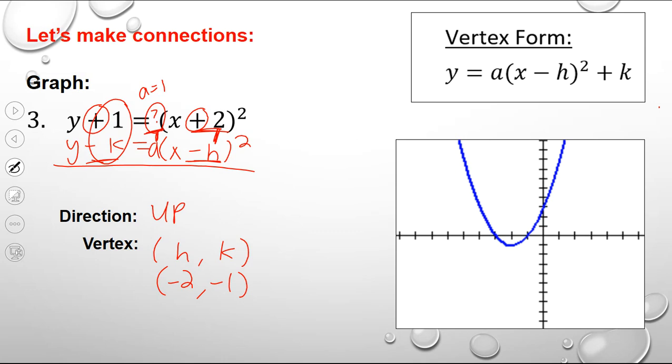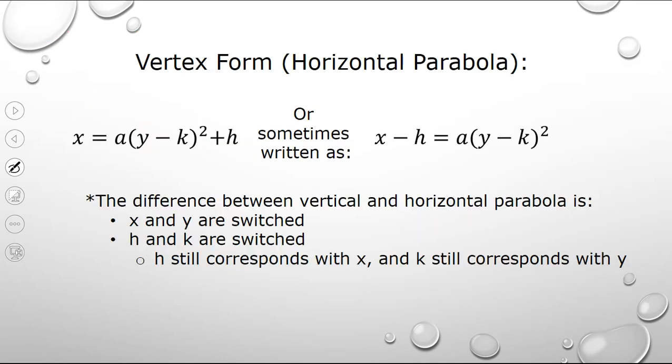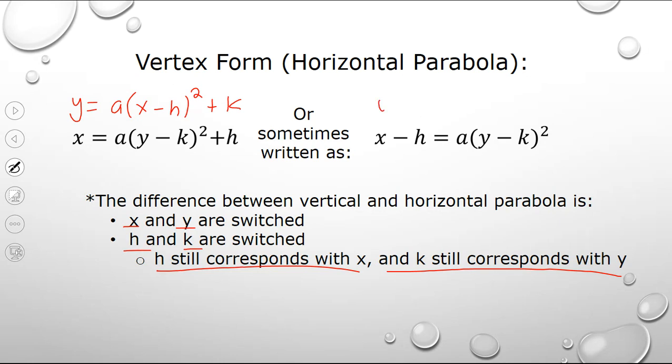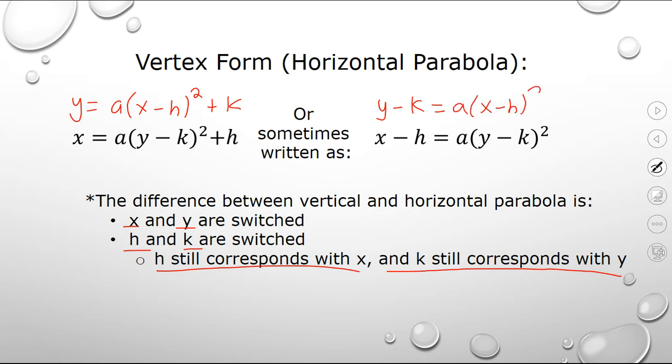All right. Now let's jump into horizontal parabolas. Horizontal parabolas are exactly the same, but everything is reversed. The x and y are switched, and h and k are switched. But the good news is h still corresponds with x, and the k still corresponds with y. Now just to compare this to the vertical form, the vertical one was y equals a(x minus h) squared plus k. You can go back in the video and see that that's how the vertical form is written. And the other way it was written was y minus k equals a(x minus h) squared.